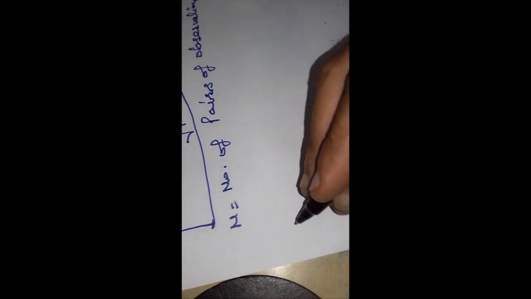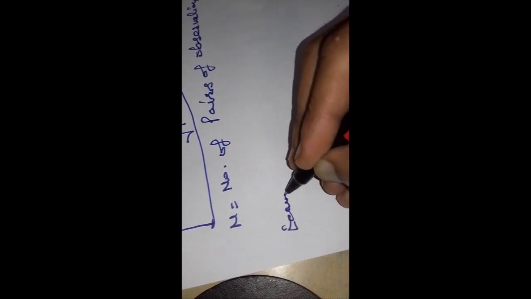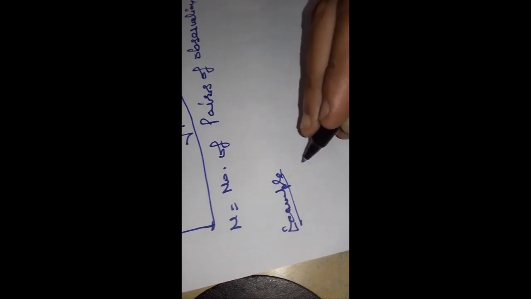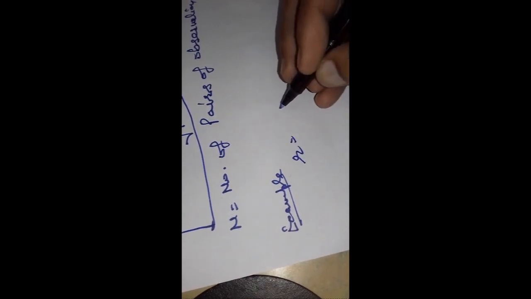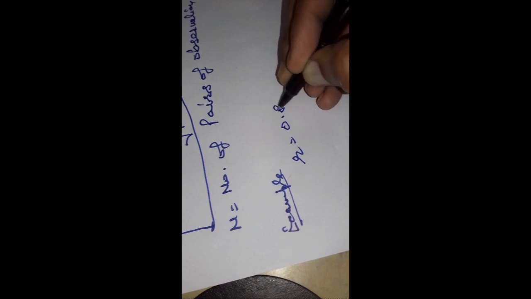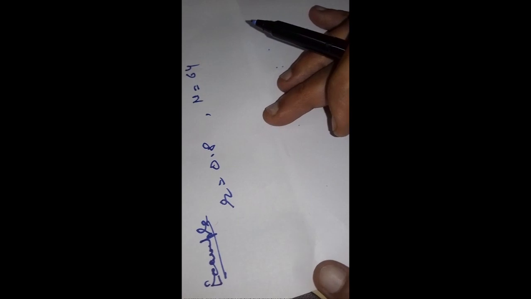Let's explain this with an example. For example, I'm taking one question, that is when r equals 0.8 and the number of items is 64. Then we can find the probable error and standard error by the formula.